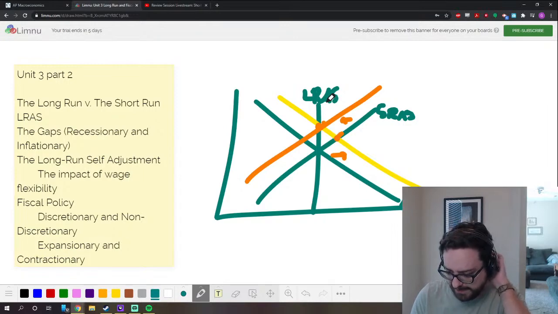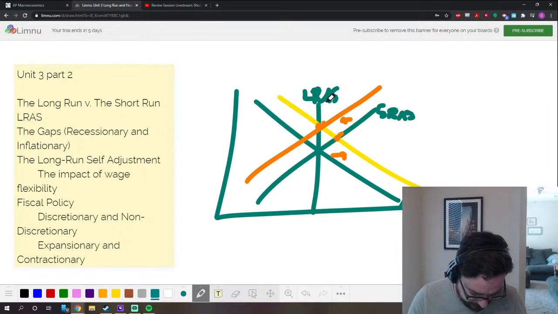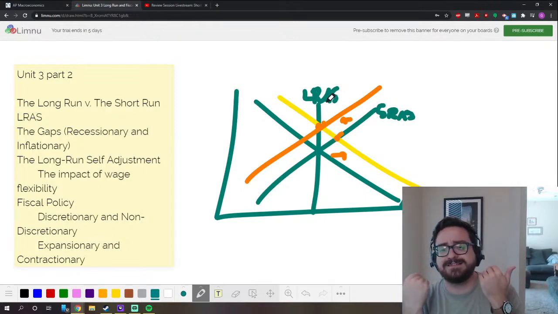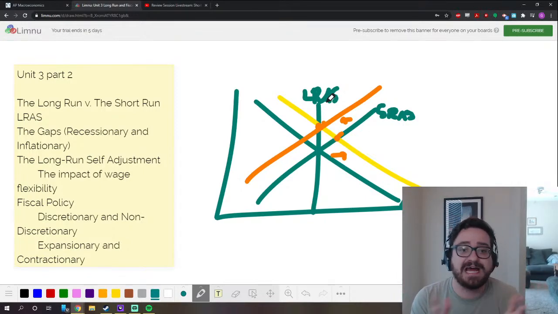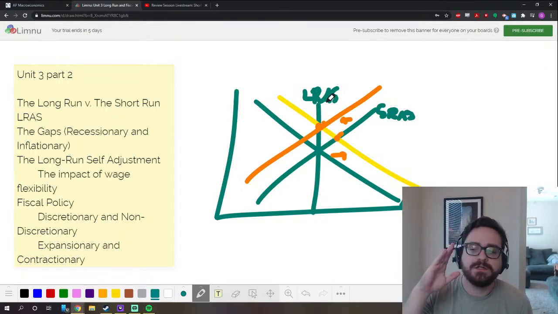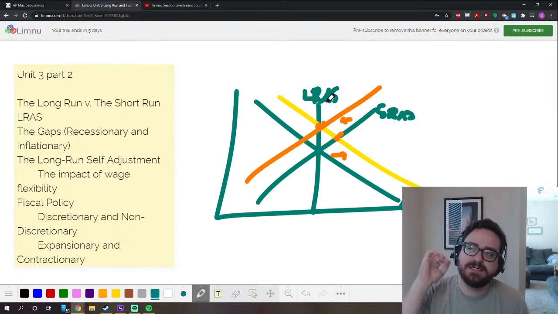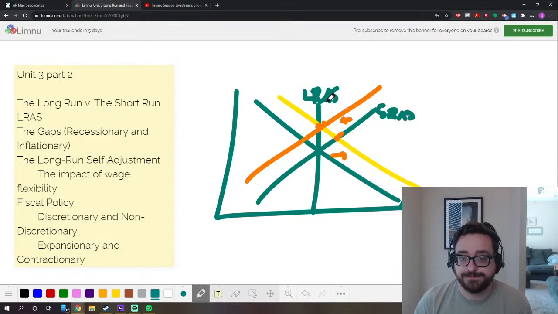A lot of students struggle with that, namely because of verbiage, where it's like, I asked what happens in the long run, and I moved the line called the short run. That sounds really stupid. Don't think of the names of the lines as telling you really anything. The long-run aggregate supply curve is best thought of as our ideal amount of production. SRAS is our current ability to produce.